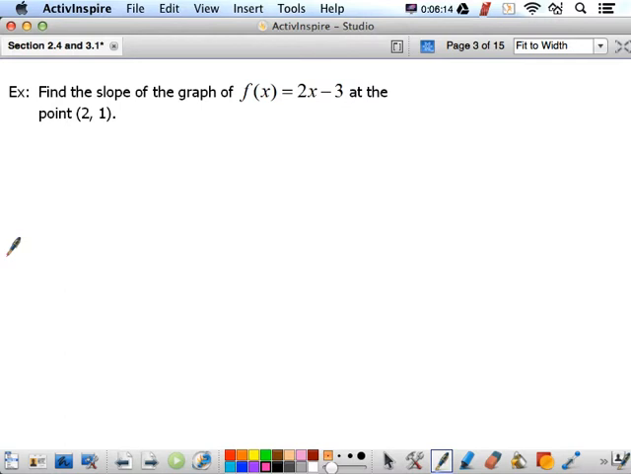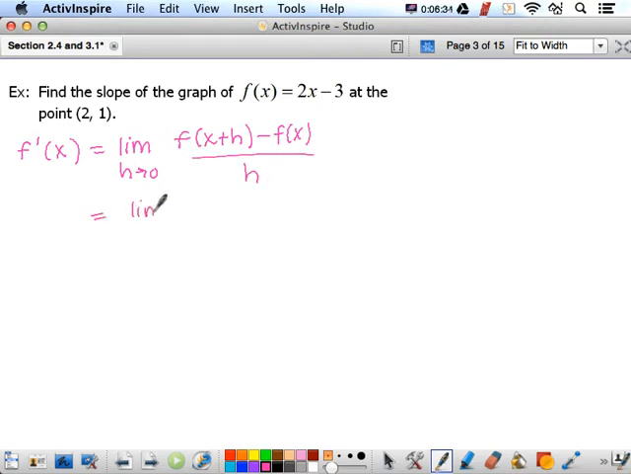But we're going to work this from a calculus standpoint, so we're going to find the derivative. The derivative is equal to the limit as h approaches 0 of f of x plus h minus f of x all over h. So we'll make our substitution.